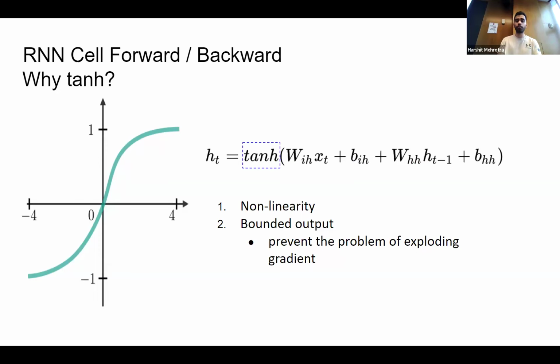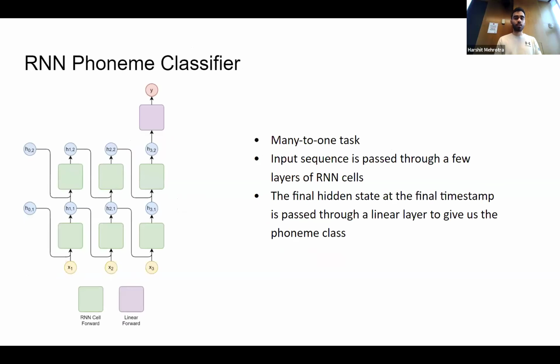So in this homework, for the first part, you will be implementing the forward and backward of a simple RNN cell, just one RNN cell at one time step. Finally, we would have a combination of these RNN cells to give you the RNN phoneme classifier. This means multiple layers of RNNs. Within one layer, the same cell is applied to all time steps, and then you can have multiple such layers on top of each other. This would be a many-to-one classification task where you have a time series input, which leads to one final output.